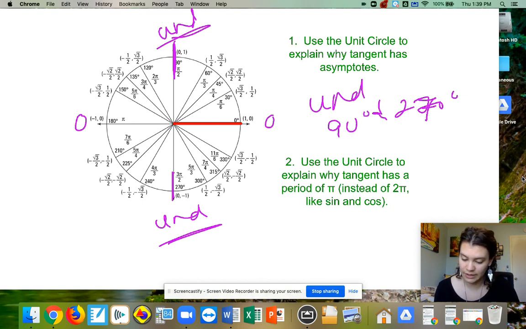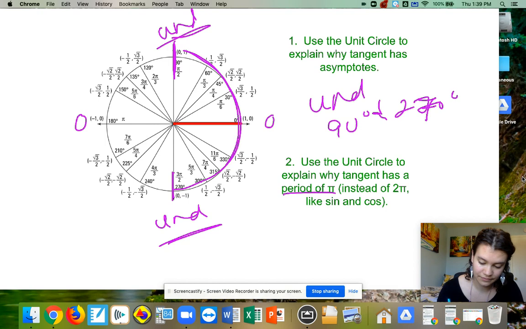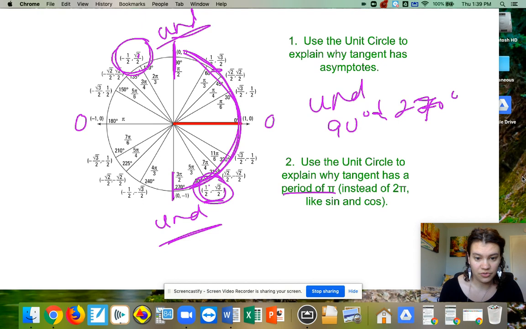So why do a period of pi instead of 2 pi? If you look here on this chunk of your unit circle, your tangent values are going to start repeating. So here your x and y are the same, and x and y are the same, like right here and here. So you're going to end up getting the same tangent value across from each other. So rather than repeating every 2 pi, you're repeating every pi.